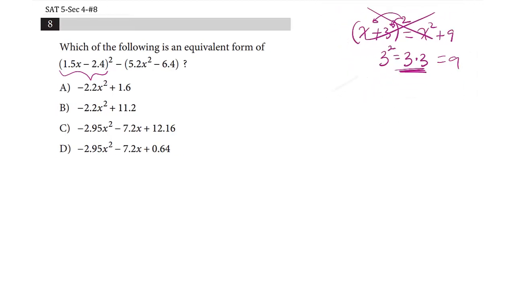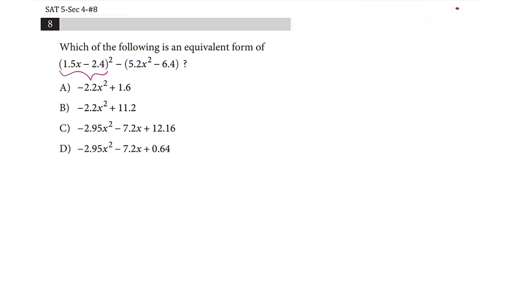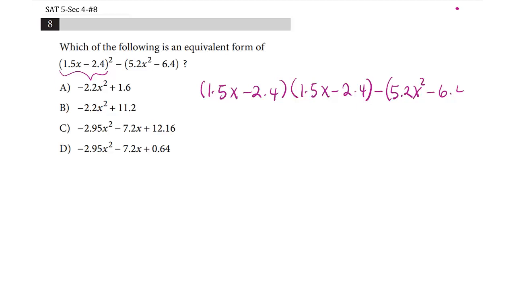All right, so we're going to have 1.5x minus 2.4 squared. In fact, why don't we write this twice? 1.5x minus 2.4. Since we are squaring this, you have to multiply it by itself. Then I'm just going to copy the rest of it: minus 5.2x squared minus 6.4. And now we just FOIL.